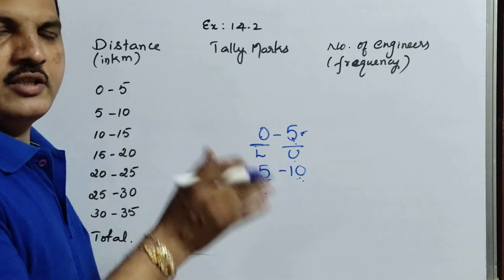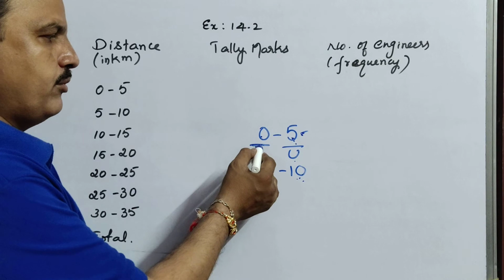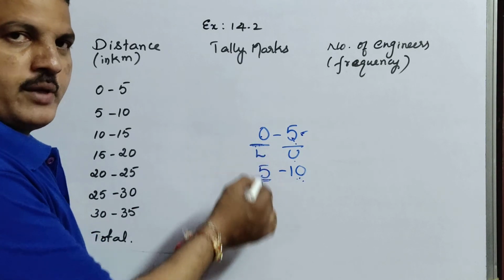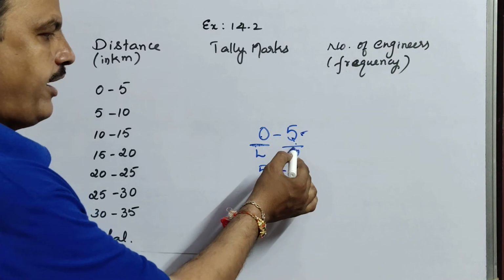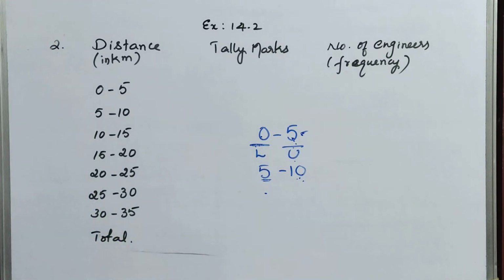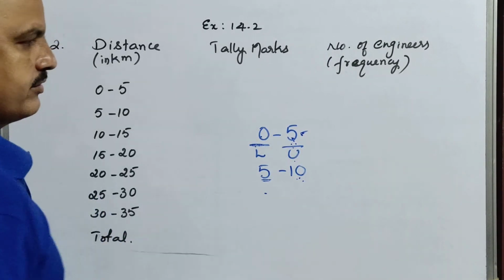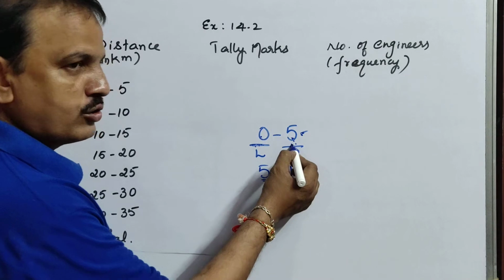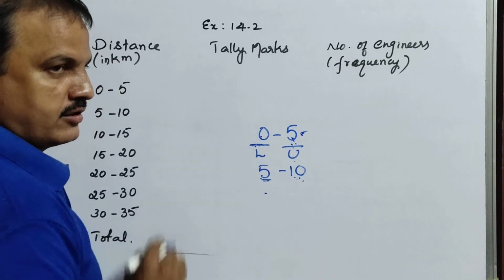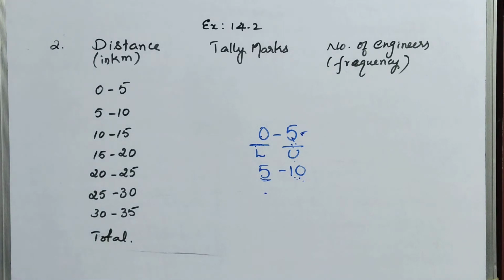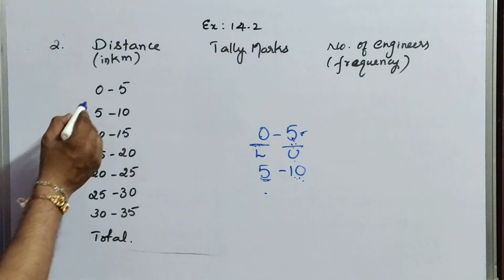Okay, wherever in the statistics it is, if you take it in this way only, it is better, you will get a correct figure. So 0 to 5 and 5 to 10, like that it is there, no? Okay children, see here 0 to 5 means 5 is not included, and 5 to 10 means 5 is included here. This is class intervals.